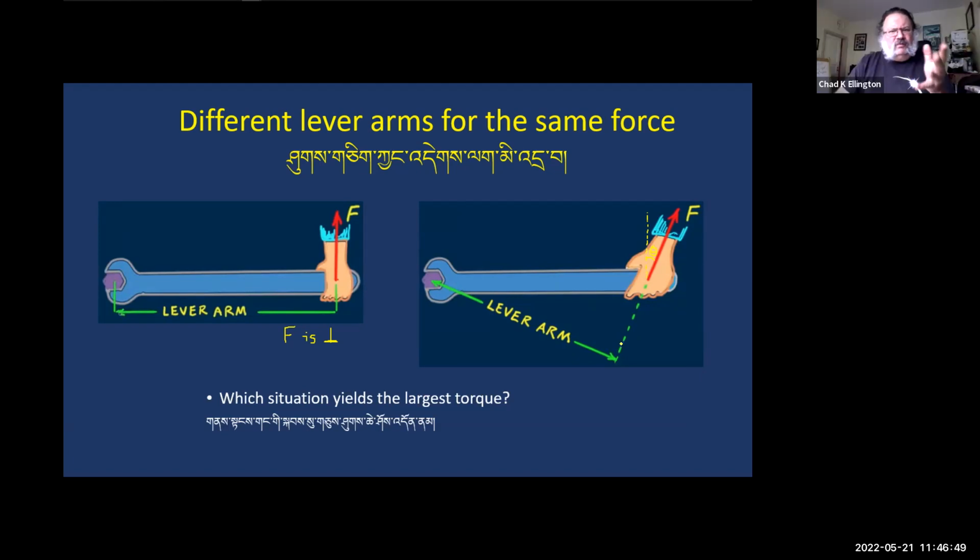So we're sort of imagining that the force isn't really applied at the end of the arm, but it's applied at this distance of closest approach to the rotational axis.